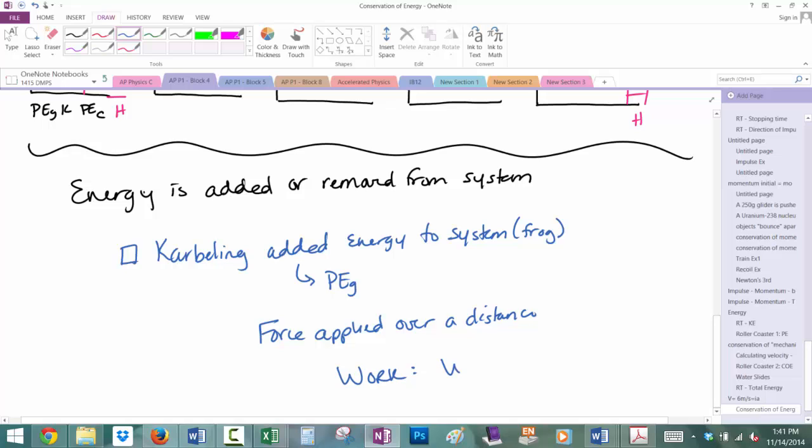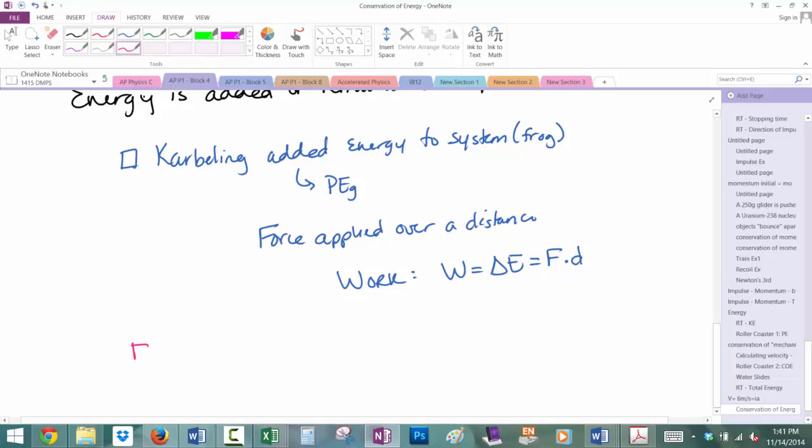So work, which is marked with a W, is equal to the change in energy of a system. By doing work, I'm changing the amount of energy in the system. I'm applying a force over a distance.